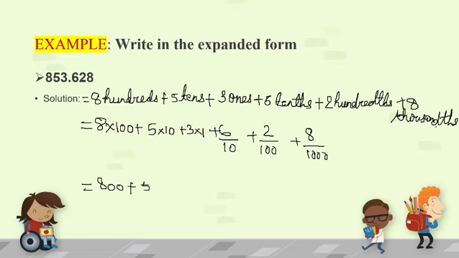800 plus 50 plus 3 ones is 3 plus the decimal representation of 6 by 10. How do we represent this in decimal? Number of zeros, 1. So after one digit only our decimal point will be there, and no whole number here, nothing is there. So there will be a 0.